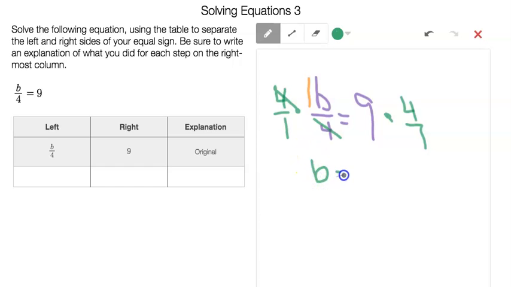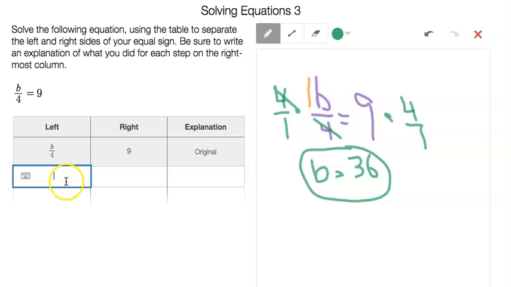Now on this side, we have to do the same. If we took 4 times 1B, now we have to take 9 times 4 over 1. And what's 9 times 4? If you said 36, you are correct. And we can double check that. We can take, okay, 36 divided by 4. Oh, that does equal 9.